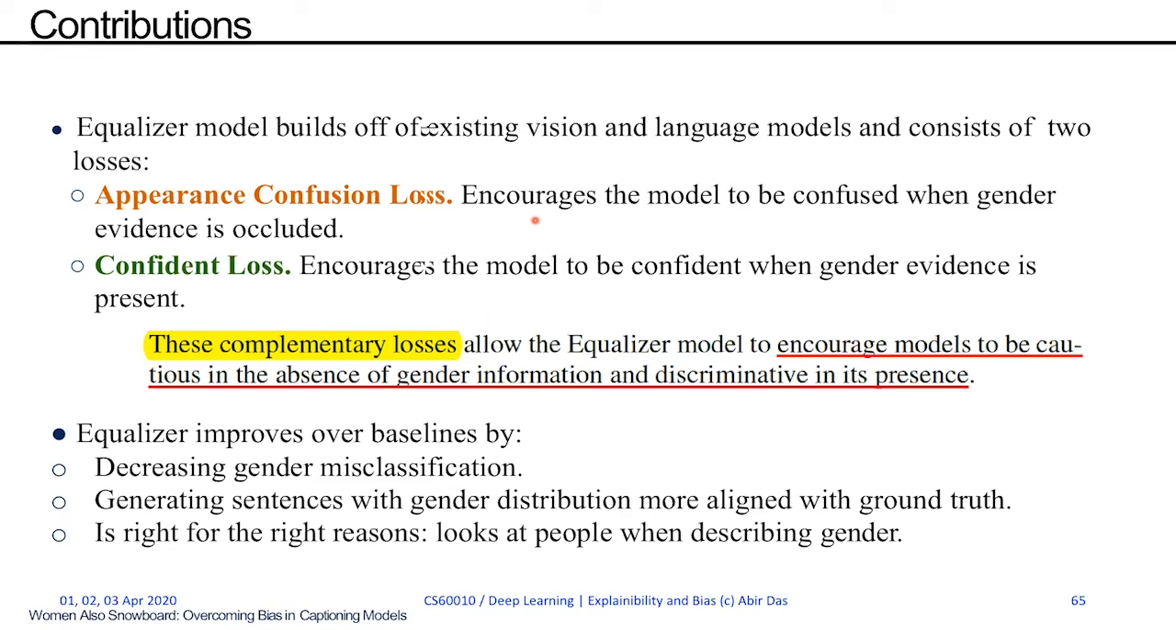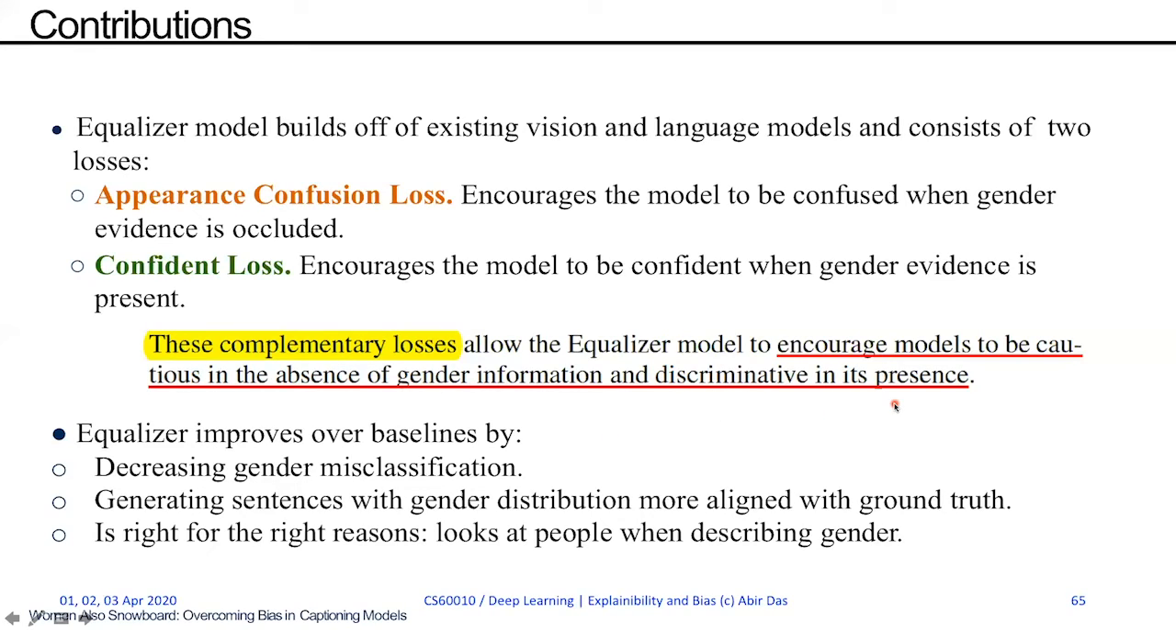And I like this line from the paper, very good. These are two complementary losses, for when the gender evidence is occluded and when it is present. Rightly it is saying that when the gender evidence is occluded, the model will be confused, so it should not produce any gender words. And only when it sees gender evidence will it produce the gender words. So these complementary losses allow the Equalizer model to be cautious in the absence of gender information and discriminative in its presence.